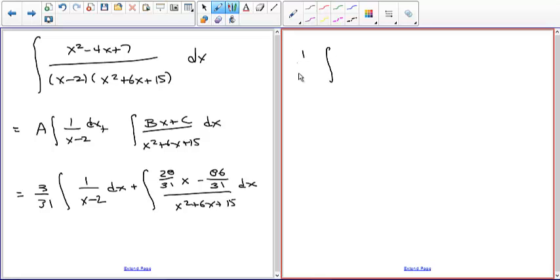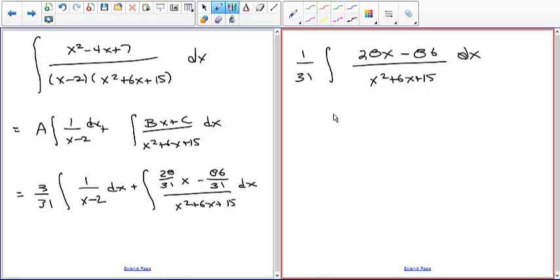What I'm going to do is factor out the denominator of the fraction. So that'll be the integral of 28x minus 86 divided by x squared plus 6x plus 15 dx. And what we said was that we want this to be some constant times the derivative of the denominator plus another term that's another constant. So we did that. You'll see this.